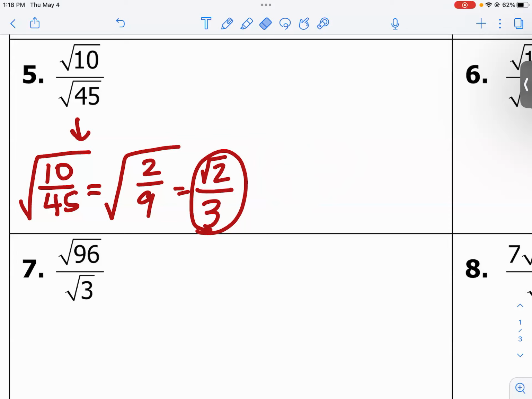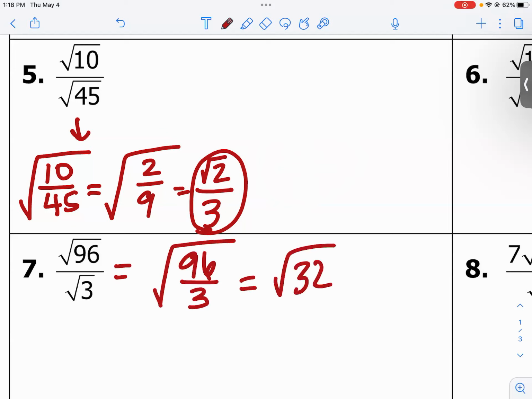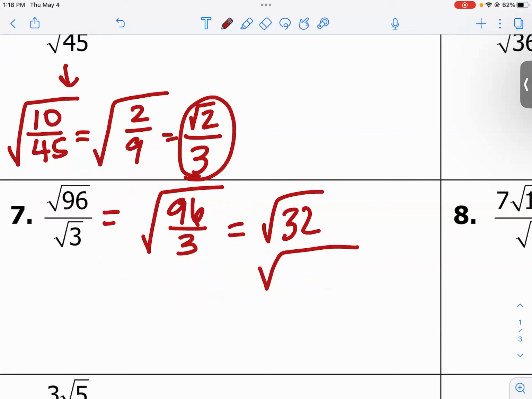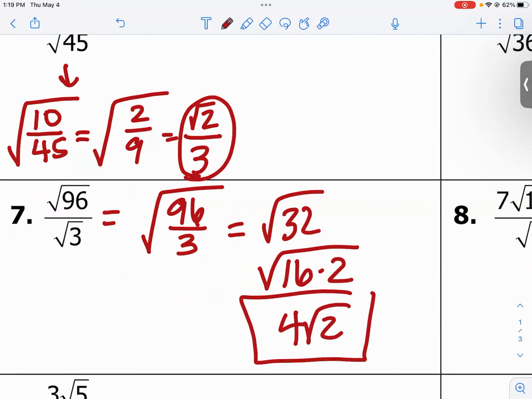What can we do with 96 and 3? We can actually divide them. Since they're both under the radical, we can actually do the division. What is 96 divided by 3? 32. Ooh. Hey, we no longer have a fraction. So we know that 32 is 16 times 2. So we now have 4 radical 2.